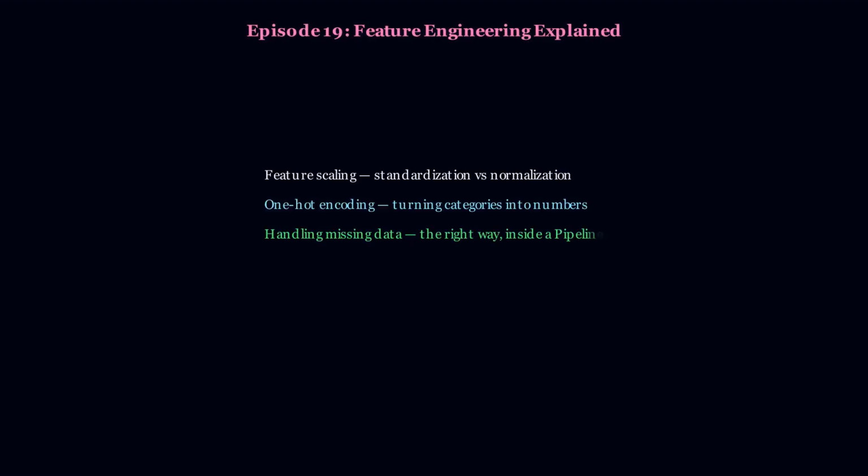Episode 19, Feature Engineering Explained. Feature scaling, standardization versus normalization. One-hot encoding, turning categories into numbers. Handling missing data the right way inside a pipeline.